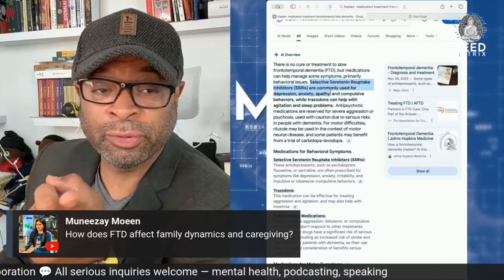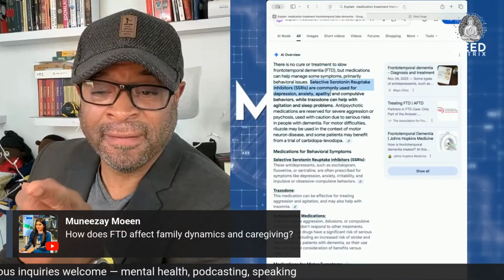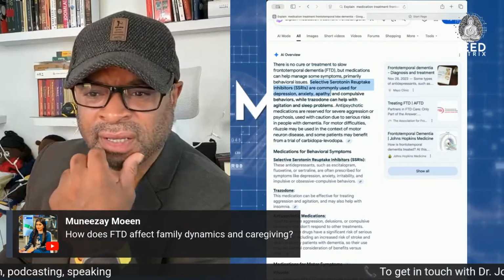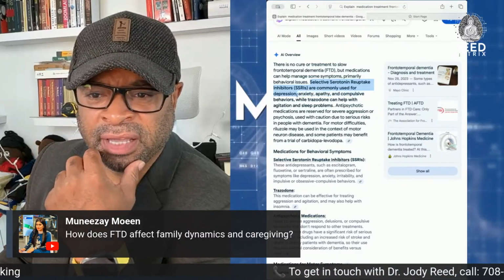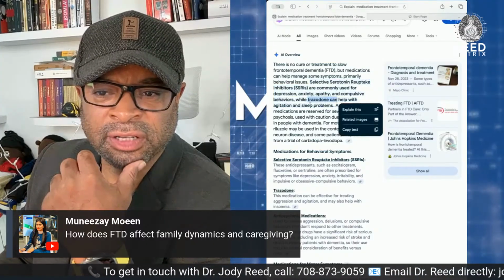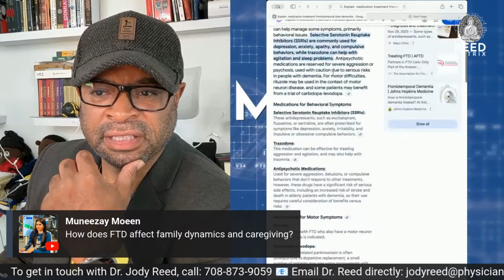Commonly used for depression, anxiety, apathy. I would still go with the mood stabilizers for apathy because I think it's a more complicated issue than just serotonin. And compulsive behaviors, while trazodone can help with agitation and sleep problems. I would say trazodone can help with sleep issues, but not the agitation.